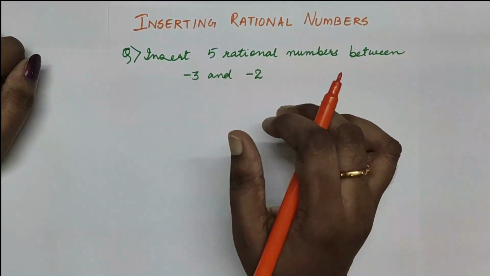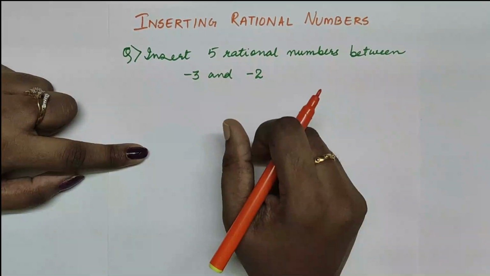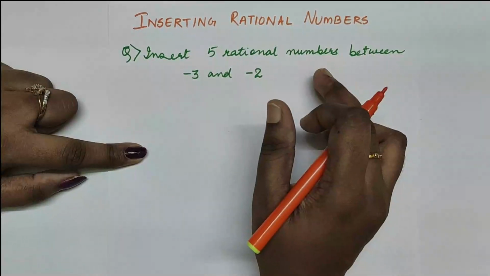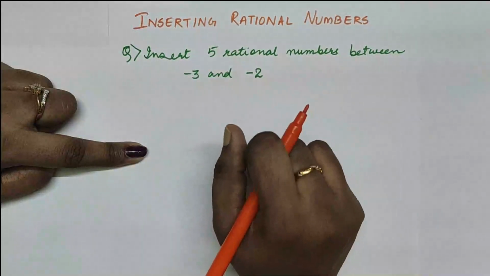Our next part is inserting the rational numbers. So how do I insert rational numbers between the given rational numbers? Let us try the first question to understand it. Insert 5 rational numbers between -3 and -2.